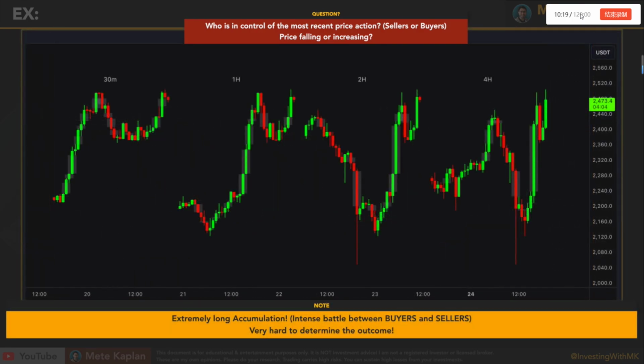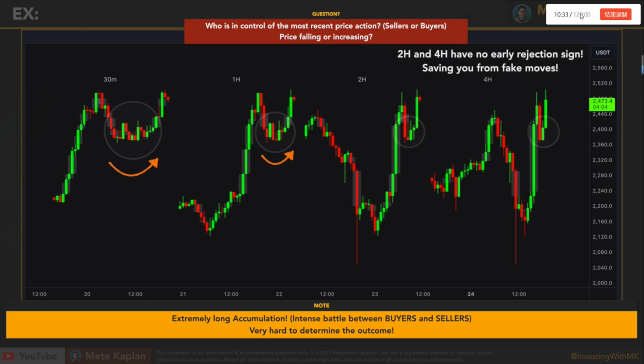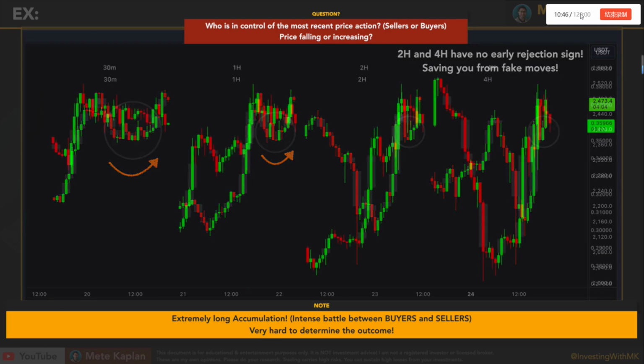Here is another example. Way too long of an accumulation before the rally. This is exactly why I use multi-time frames. If you look at the 2-hour and 4-hour charts, there is no price switch or big rejection wicks yet. The purpose of multi-time frame confirmation is reducing the number of fake rallies.